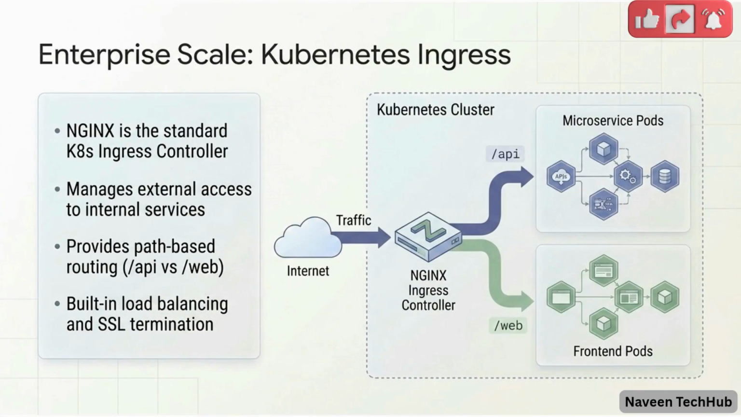When we move from Docker into Kubernetes, this concept becomes even more important. Inside Kubernetes, applications may have many pods, but we normally don't want to expose every pod directly to the internet. An Ingress controller, such as NGINX Ingress, receives external traffic and routes it to the appropriate Kubernetes services. For example, /api can route to backend microservices, while /web routes to front-end workloads. So the reverse proxy concept we learned earlier scales naturally into Kubernetes architecture.